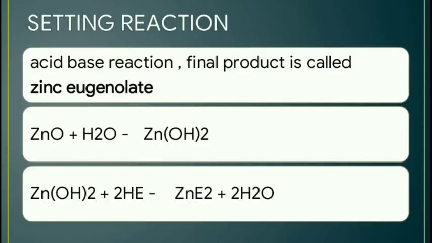Let's see the setting reaction. This is an acid-base reaction. The final product is called zinc eugenolate, is a salt. First, the zinc oxide has to be hydrolyzed to form zinc hydroxide. This zinc hydroxide acts as a base and the eugenol is an acid. Finally, the reaction product is zinc eugenolate, a salt.